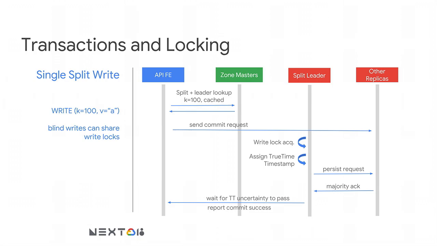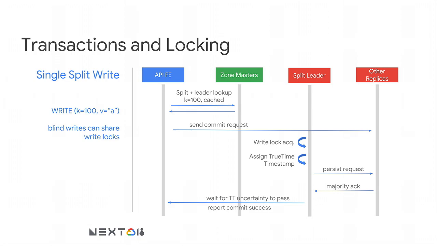Now, what the split leader does is it acquires a write log and then assigns a TrueTime timestamp and waits out that time. While waiting out this time, we send a persist request to the other replicas. As soon as we get a majority acknowledging that this change was persisted, we say, OK, quorum is reached. We just wait out the TrueTime upper bound. We know at that time it's persisted, and then we send back to the front end or to the client that the transaction was successful. Now, I mentioned this is a blind write. And in a blind write, we can actually share the write logs.